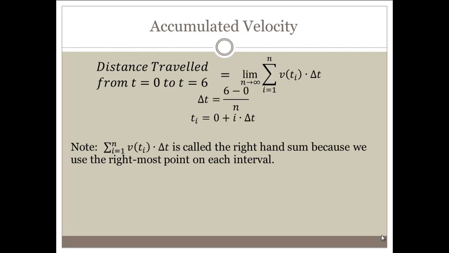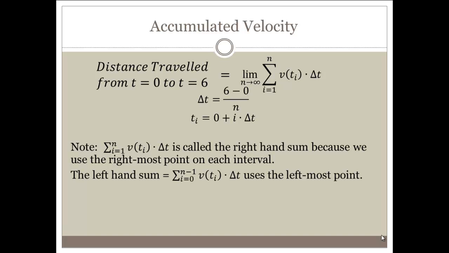Note that the sum from i equals 1 to n of v of ti times delta t is called the right-hand sum. We call it this because we use the rightmost point on each interval. Similarly, we have the left-hand sum, which is the sum from i equals 0 to n minus 1 of v of ti times delta t, because it uses the leftmost point of each interval.